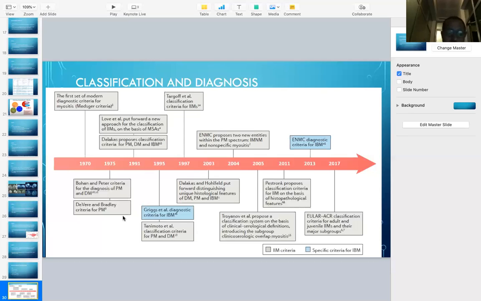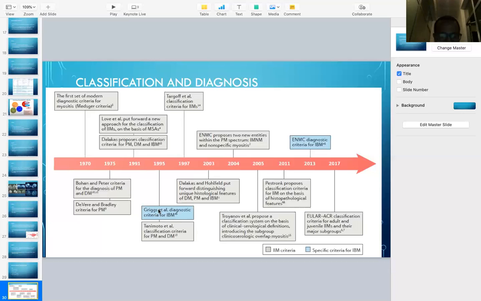We'll see it. The first, which has served for a long time, has relatively wider acceptance, and is found in the Bohan and Peter classification criteria. After that, the biggest workup was done by Griggs, who used histologic findings for the subclassification of inclusion body myositis. In the Bohan and Peter classification criteria, they didn't put inclusion body myositis as a separate entity. But in Griggs' work in 1995, they used histology findings to differentiate inclusion body myositis as a separate entity.